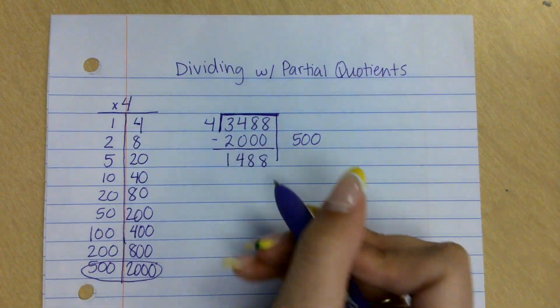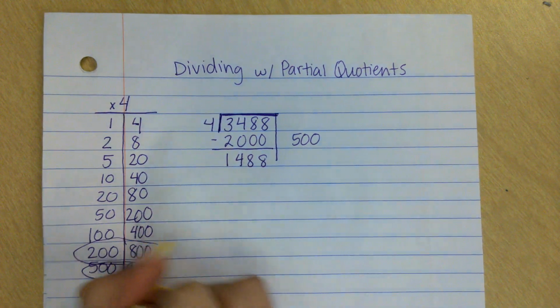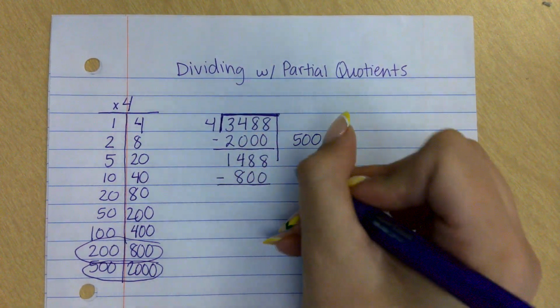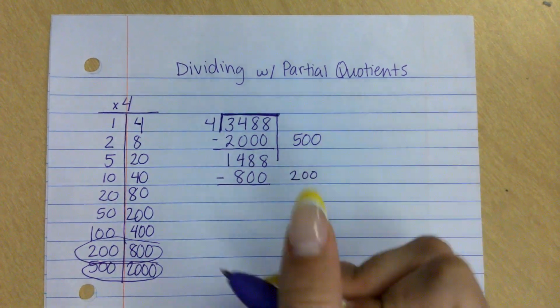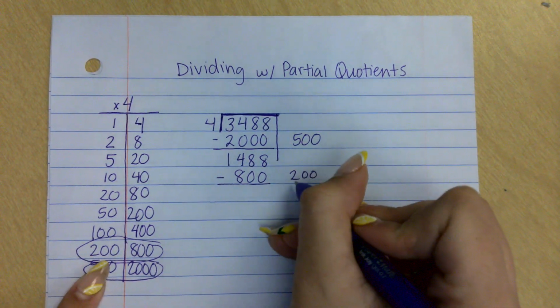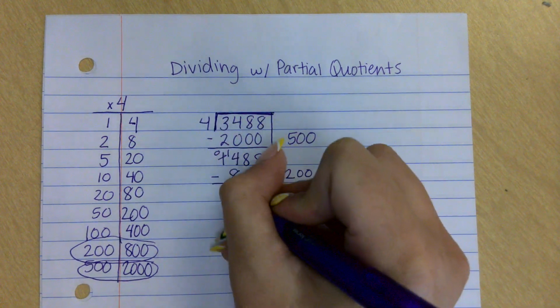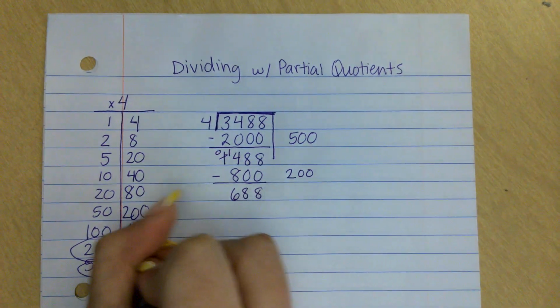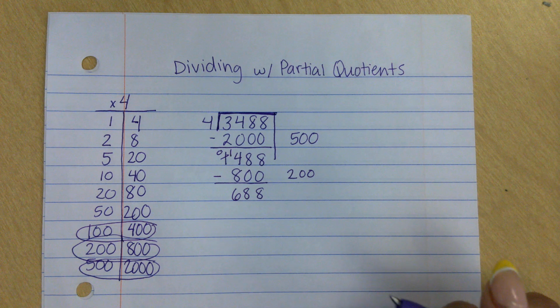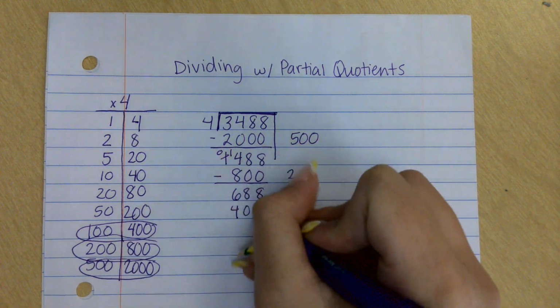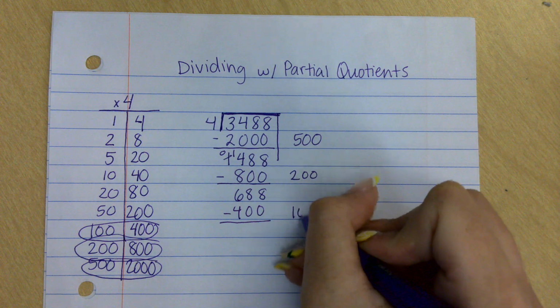Then I see, okay, what's the next biggest group I can take out? 800. So I'm going to take out 800. That is 200 groups of 4. Subtract that. Then I have 688. It's very long, but this is the way to do dividing with partial quotients. So then I have 400. I can subtract 400, which is 100 groups of 4.